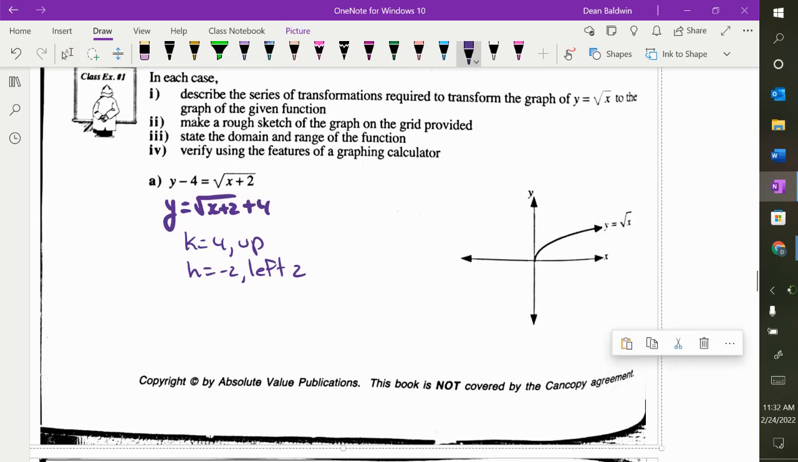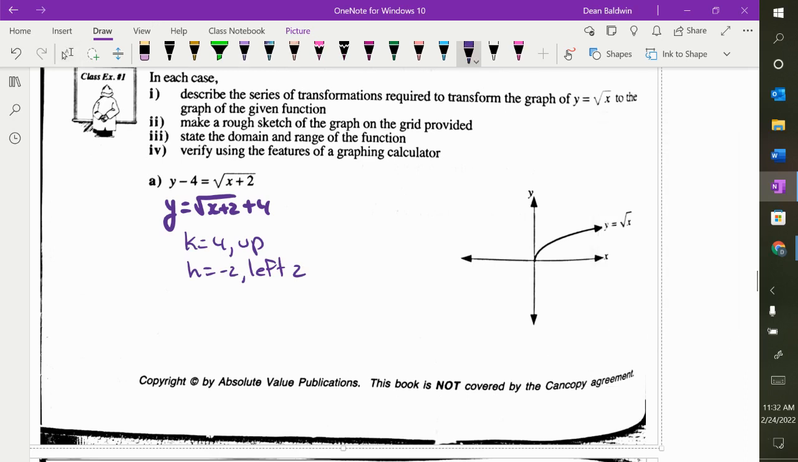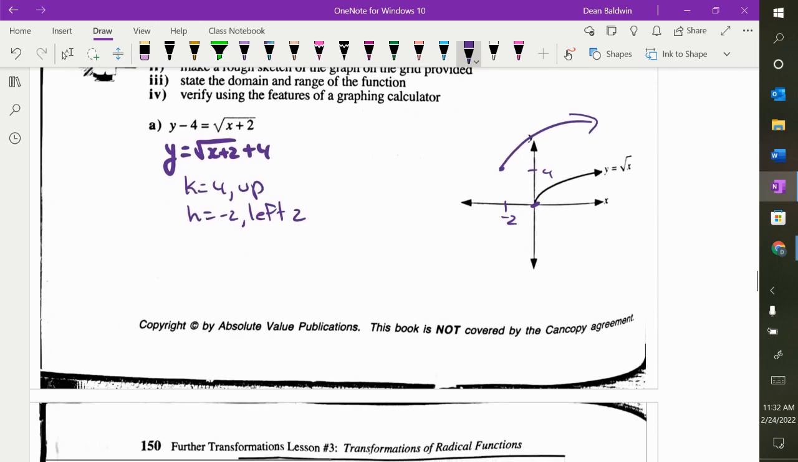I think I need a new battery here. There we go. Just move the center bit here. So left 2, up 4. There's 4. Looks like that. Good enough. I just want a quick sketch. Okay? Are we okay with that?